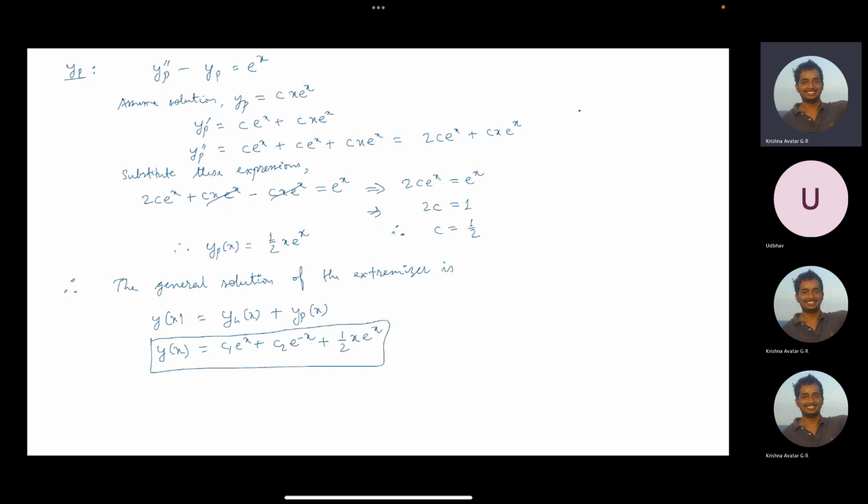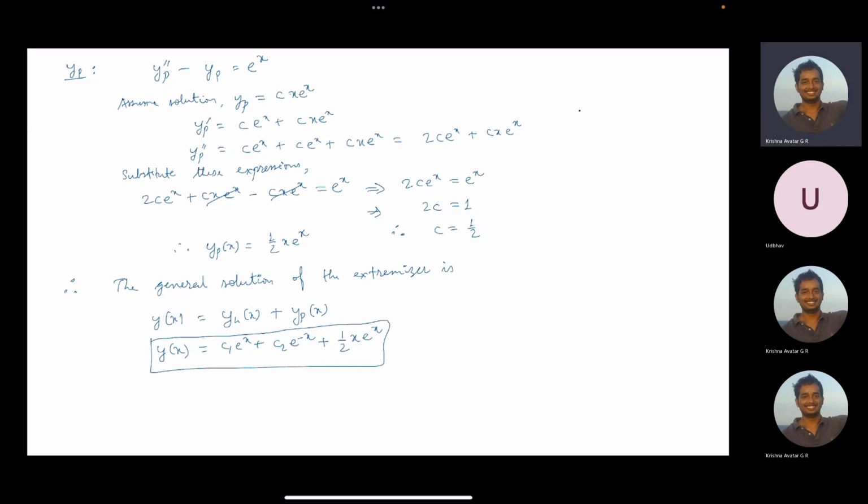And what we'll do is we'll just match the coefficients of e to the power x on both sides. So this gives us 2c is equal to 1. Therefore, c is equal to half. Hence, our particular solution is given by yp of x is equal to half of x e to the power x.